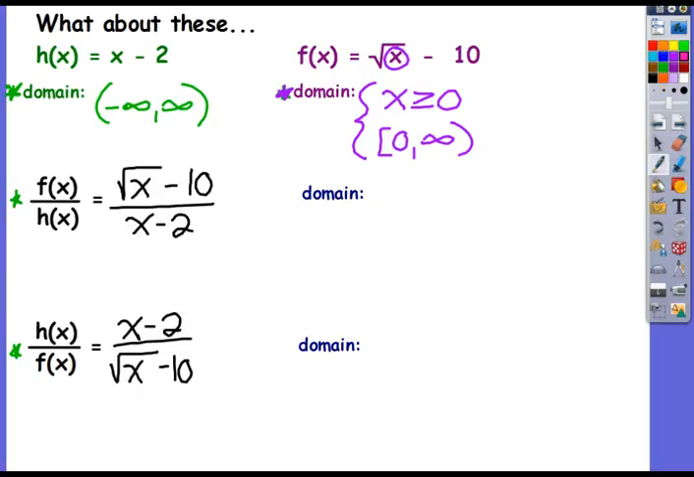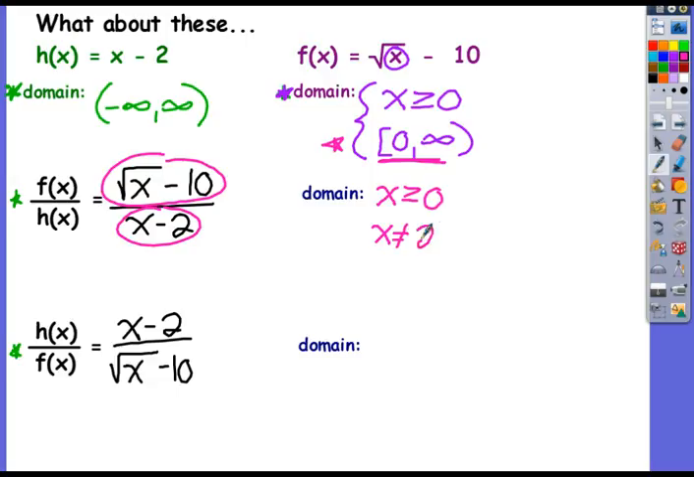So here are your quotient functions. The first one, if I look at the numerator, okay, x has to be greater than or equal to 0. But then in the denominator, I can't divide by 0. So along with this idea that x can't be negative, because I'm taking the square root of x, I also want to combine that x cannot equal 2, because 2 minus 2 would cause me to be dividing by 0. So with those two thoughts in mind, my domain of f of x divided by h of x would be any real number greater than or equal to 0, but not including 2.